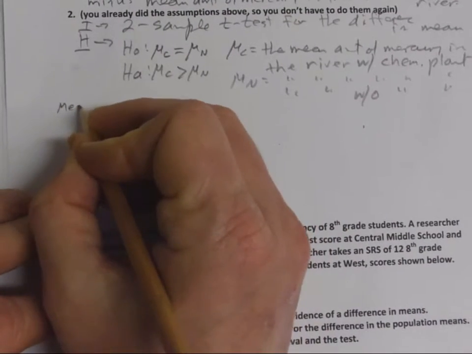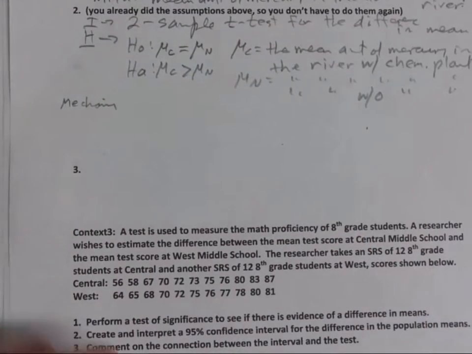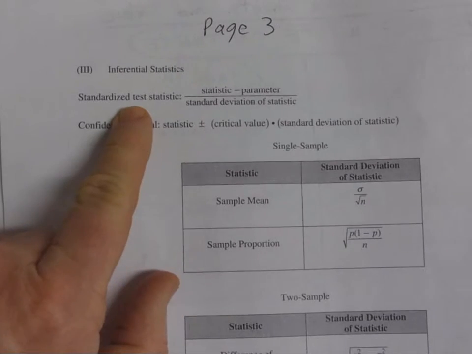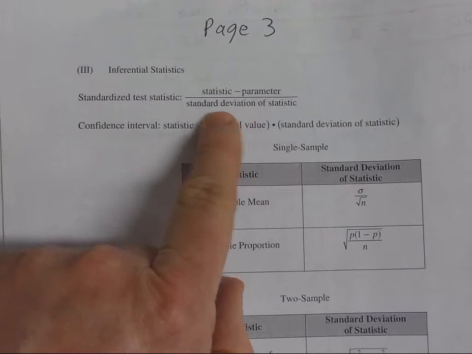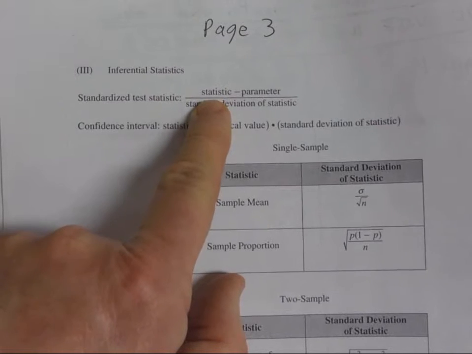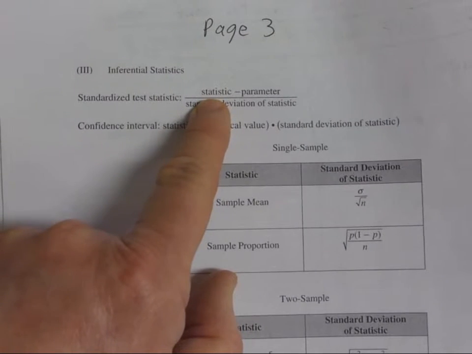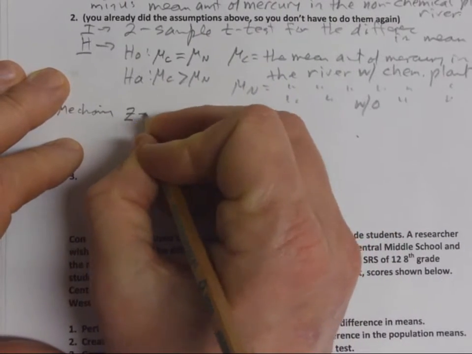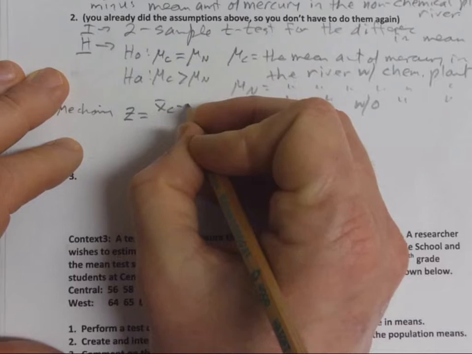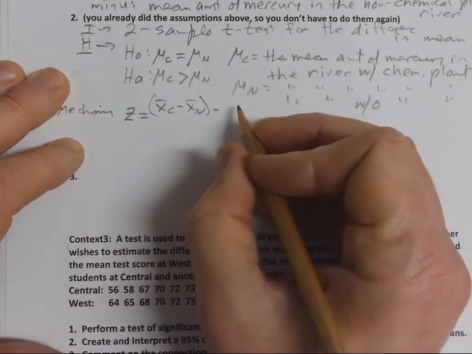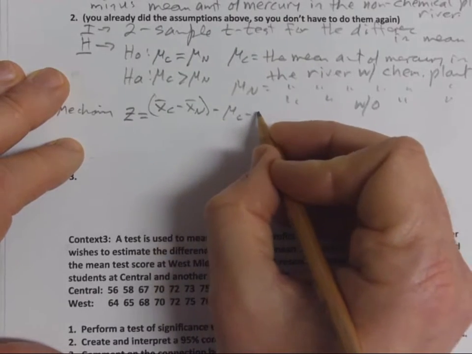In regards to our mechanics, of course, we need a test statistic and p-value. So we'll do our test statistic. We go to our formula sheet. Remember, test statistic is statistic minus parameter over standard deviation of the statistic. Well, we have two statistics and we're subtracting them. That's going to be the subtraction of our two x bars, x bar sub c minus x bar sub n. So this is z equal to x bar sub c minus x bar sub n. That is our statistic difference. Our parameter, if we subtract that, is mu sub c minus mu sub n.